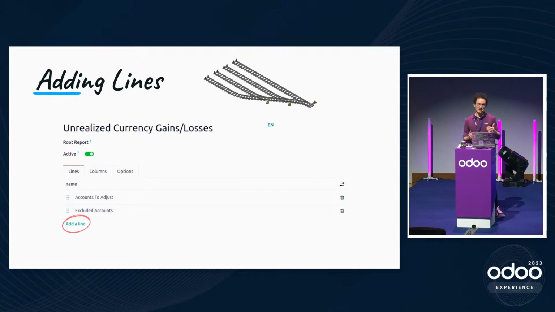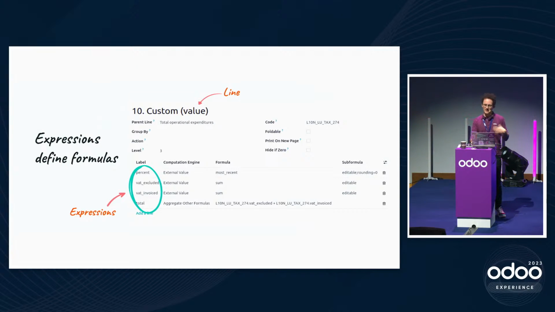For this, there is a lines tab on the form view of your report, and there is a button at the bottom of it, add a line. Pretty simple so far. If you click there, it will open the form view of the report line, and there you can basically do whatever you want. There are a lot of parameters that I won't explain here that are pretty much self-explanatory, but what I want to spend some time on is the thing at the bottom, because that can create some confusion if you don't know what it is.